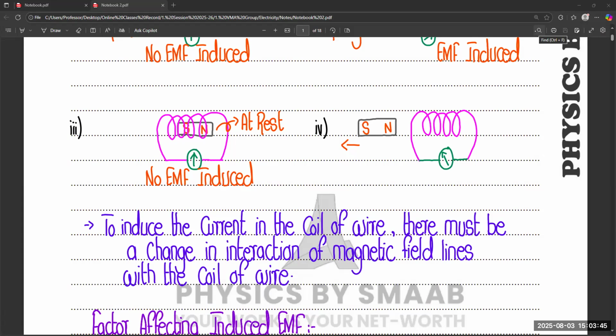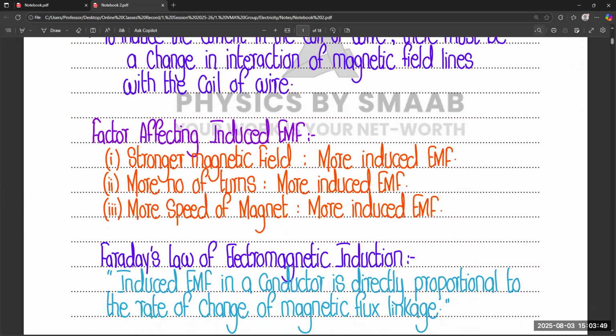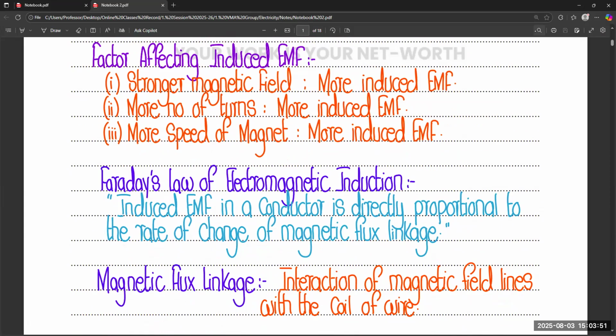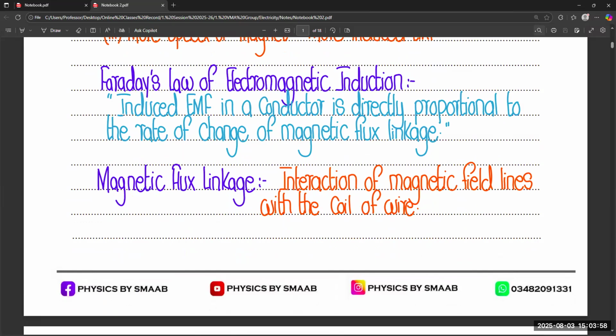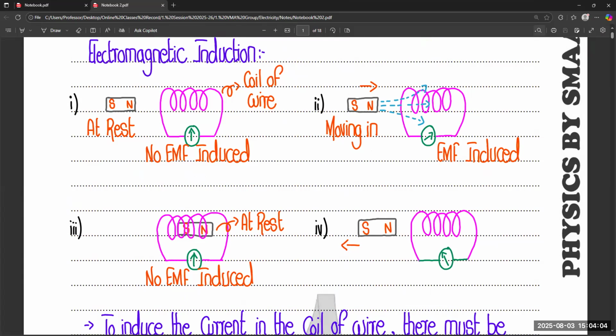And the concept of induced EMF or the induced current that we discussed last time, that can also be defined with the help of Faraday's law of electromagnetic induction. So Faraday's law tells that if you change the magnetic field lines, because in this topic we discussed that if the magnetic field lines are changing at a fast rate, it will give you a greater value of induced EMF or induced voltage or current.